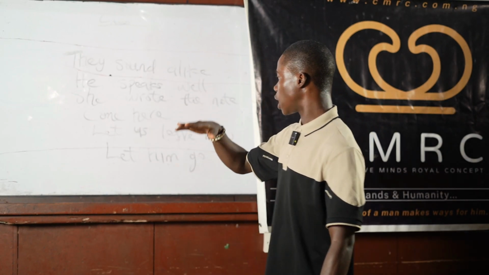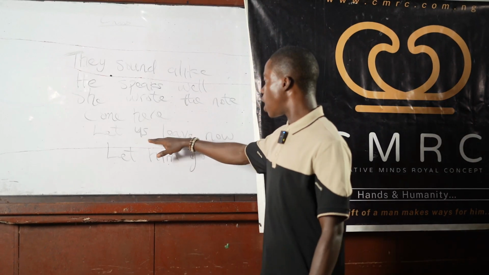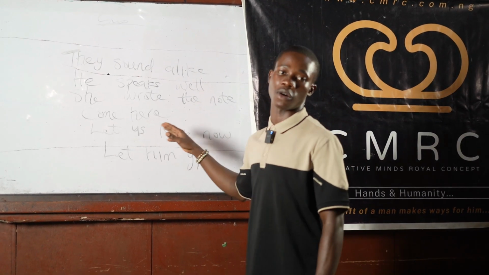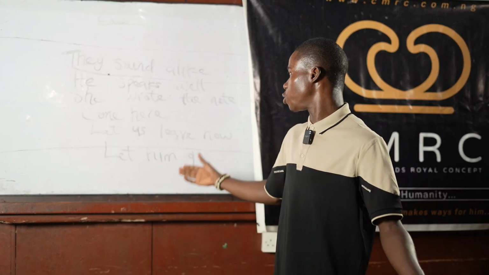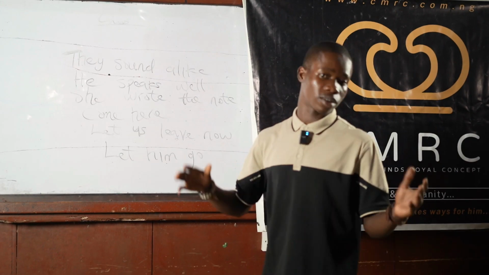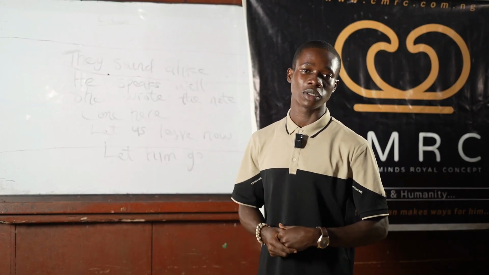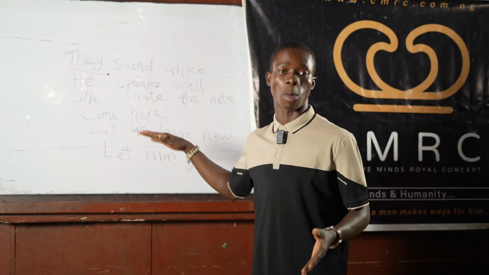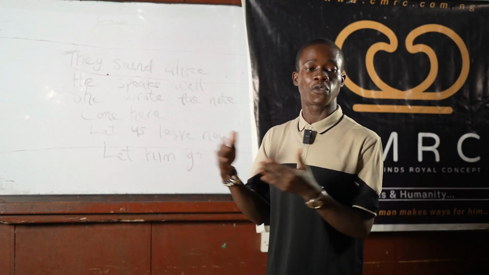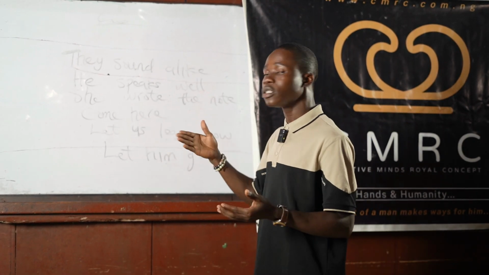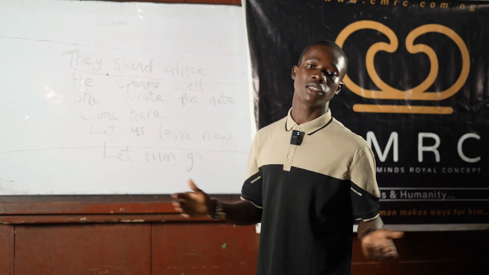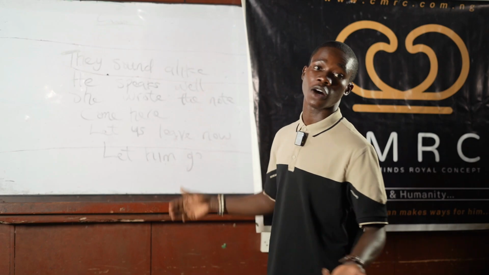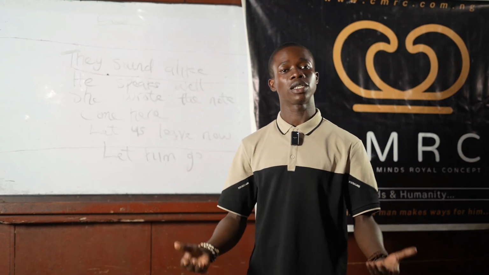Now we have that sentence here. We have let us leave now. So how do you form your question tag from it? Would it be wasn't let? Of course, that's impossible. So the rule says when you have let us command, you form your question tag by having shall plus the subject form of us, which is we. Let us leave now, shall we? Let us pray, shall we?